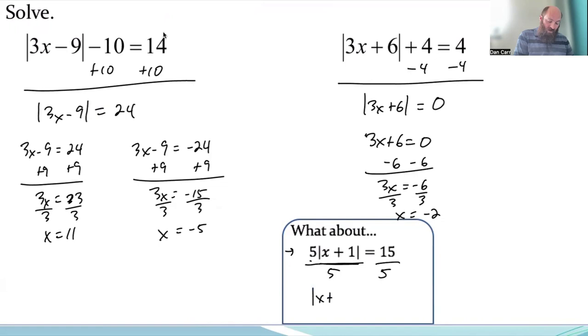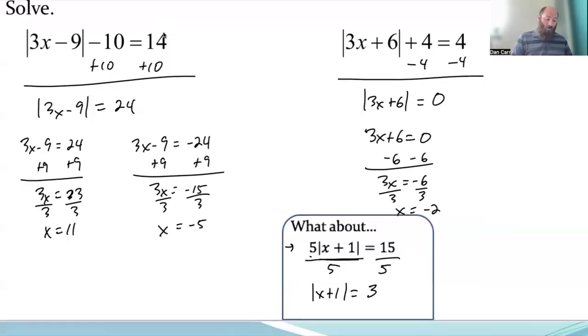So this becomes the absolute value of x plus 1 is equal to 3. And then from there, solve it out the rest of the way. So we're looking to isolate this even with multiplication and undoing it with division. Or even with division, we can do that as well.